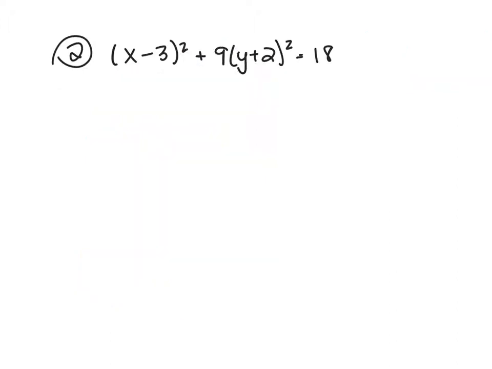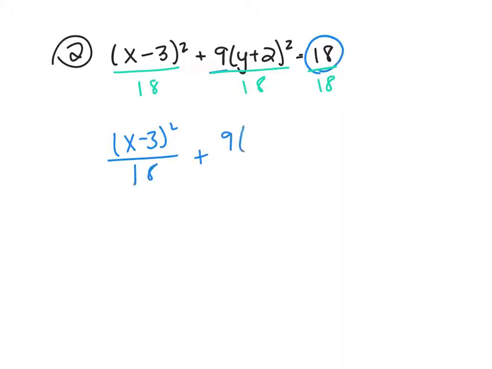This second example follows the exact same process as the first one. The problem, we notice we have a 9 in front of that y plus 2 squared, so that needs to go away. And then it's also not equal to 1. It's equal to 18. So the first thing we deal with is getting rid of the 18, which means we have to divide all pieces by 18. So we have x minus 3 squared over 18 plus 9 times y plus 2 squared all over 18 equals 1. So now we have the right side of the equation figured out. Now all we need to do is deal with this coefficient.